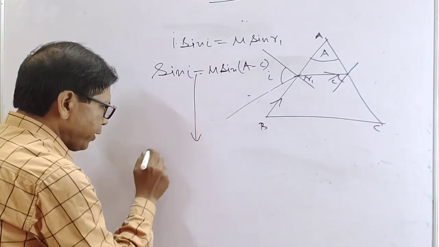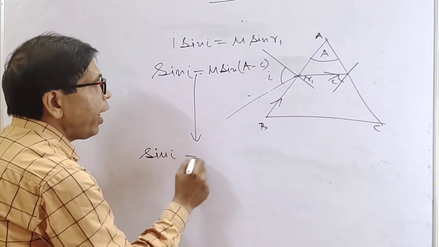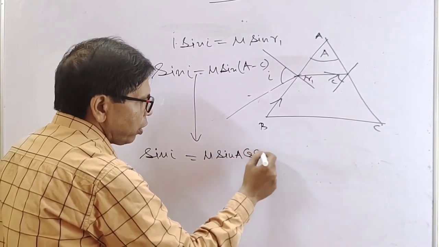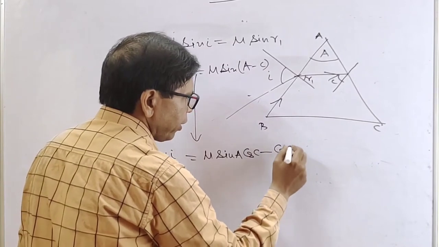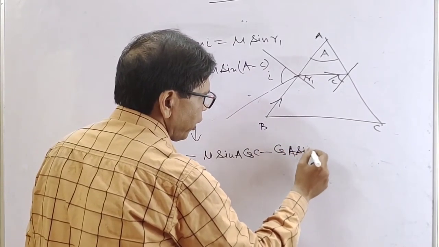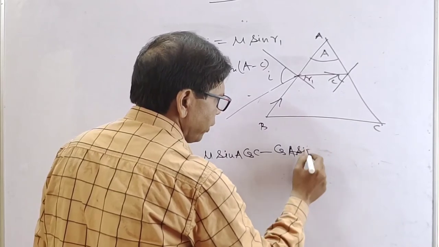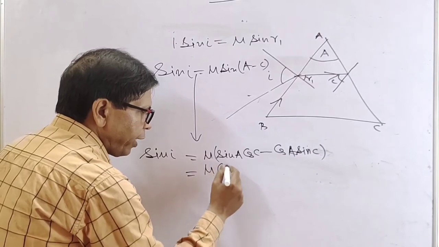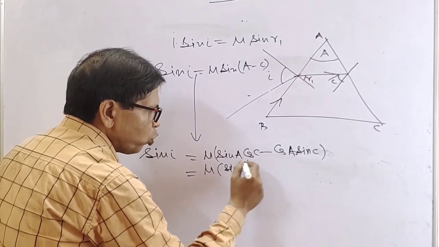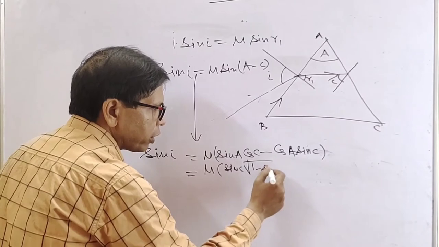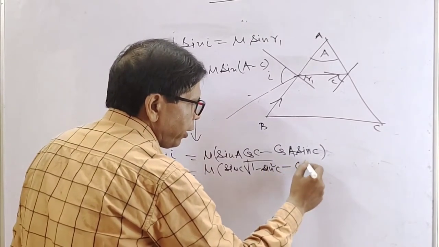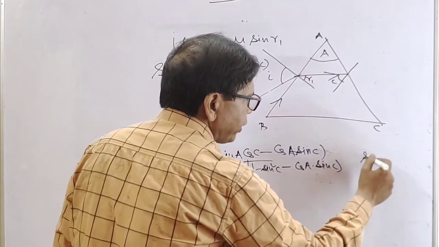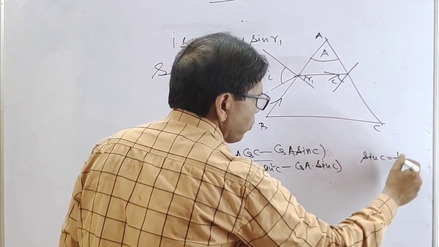Now look at this. This is sin I and mu into sin A cos C minus cos A sin C. This is mu sin A, where cos C equals root over 1 minus sin square C, minus cos A into sin C. Now we know sin C is equal to 1 by mu.